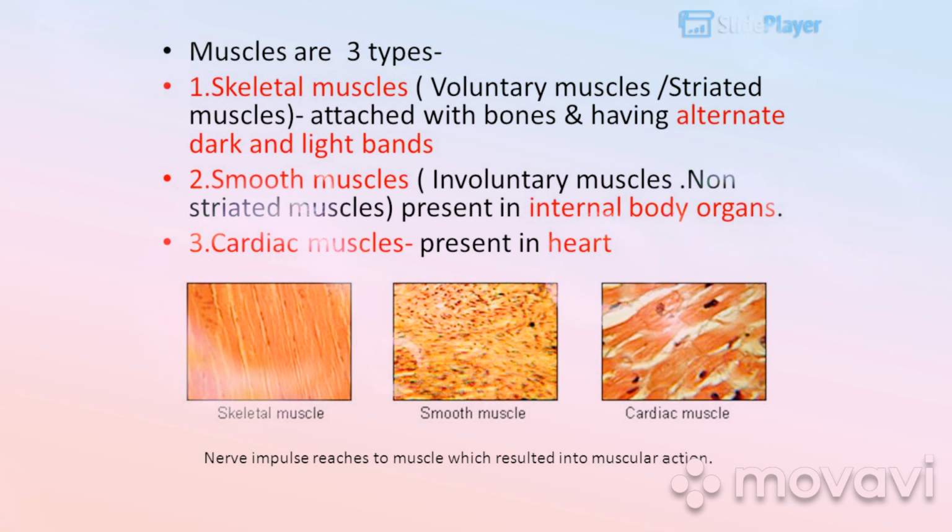Muscles are of three types. 1. Skeletal muscles, voluntary muscles or striated muscles, attached to bones and having alternate dark and light bands. 2. Smooth muscles, involuntary muscles, non-striated muscles, present in internal body organs. 3. Cardiac muscles, present in the heart. A nerve impulse reaches the muscle, which results in muscular action.